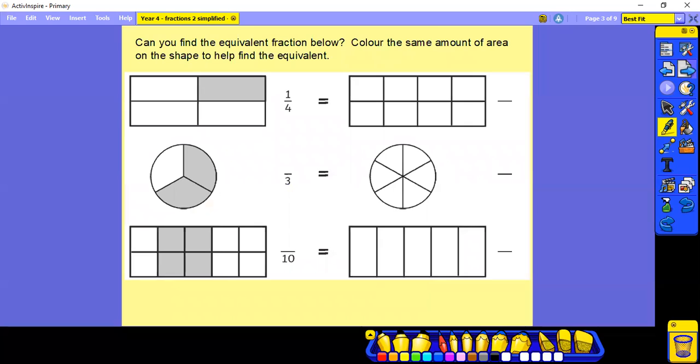So can you find the equivalent fractions below? Colour the same amount of area on the shape to help find the equivalent. Pause whilst you have a try.